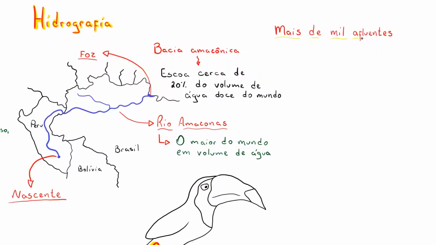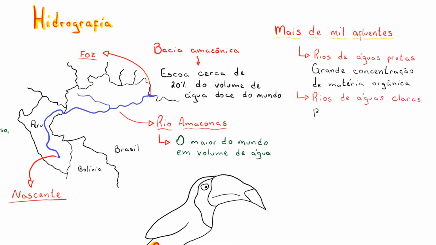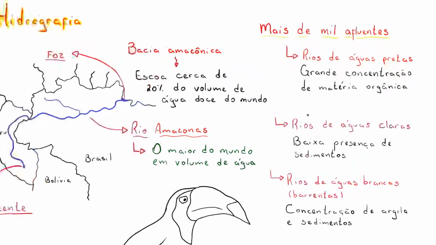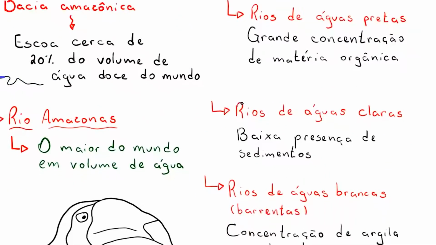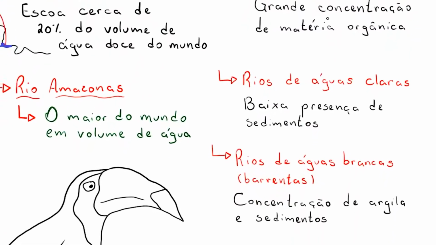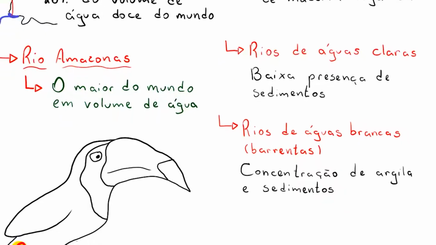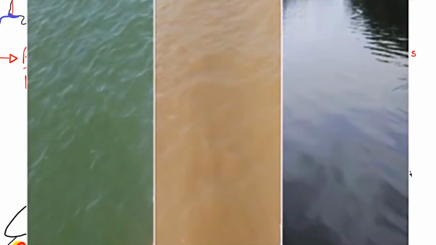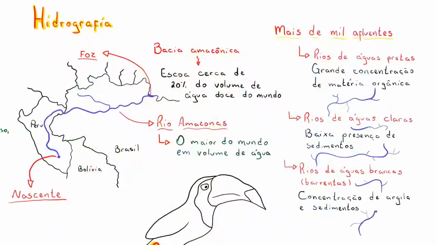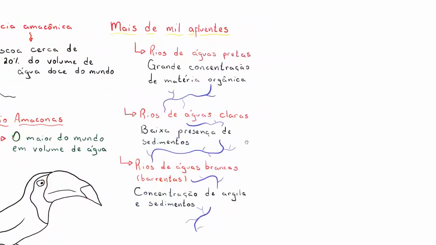What is a tributary? They are smaller rivers that flow into the main river. These rivers are classified as blackwater rivers, clearwater rivers, and whitewater rivers. Blackwater rivers have a darker color due to the large presence of organic matter. Clearwater rivers have a lighter color, as the name suggests, because they have a low presence of organic matter and sediments. And whitewater rivers, also called muddy rivers, have a large presence of clay and sediments. That's why they have that color, kind of like mud. Of course, that's just a summary of hydrography, which is much more complex.